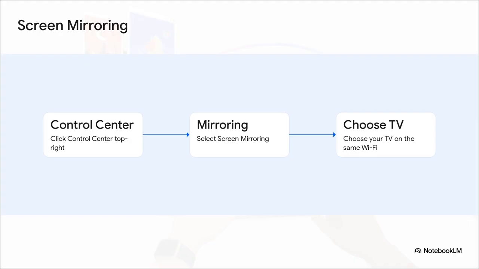But what if you don't want to watch on your laptop? What if you want to beam your Mac's content to the big screen in the living room? Super easy. Just click the Control Center icon up in the top right of your Mac's menu bar, hit Screen Mirroring, and pick your smart TV from the list. As long as they're on the same Wi-Fi network, you can mirror exactly what's on your Mac, or even use the TV as an extended display.